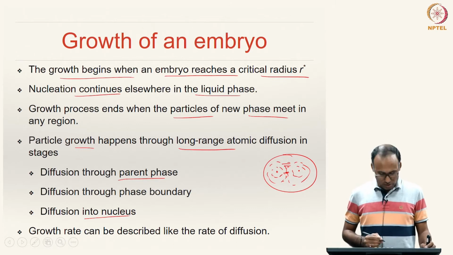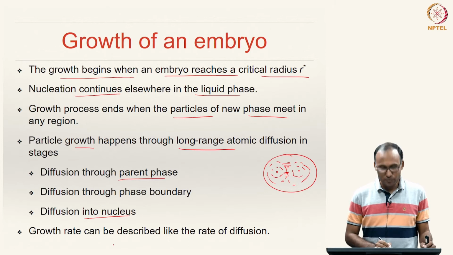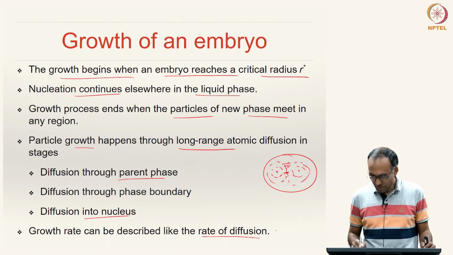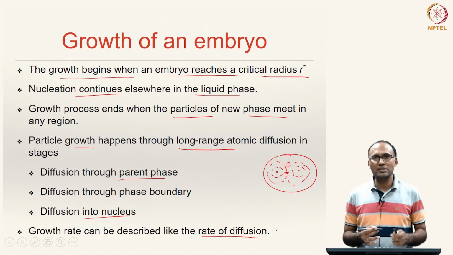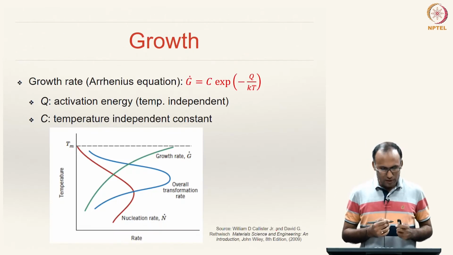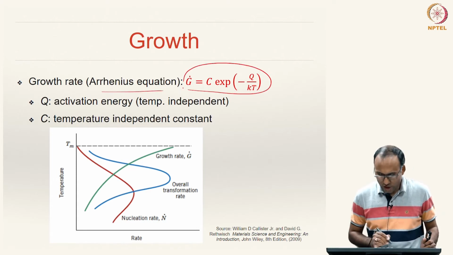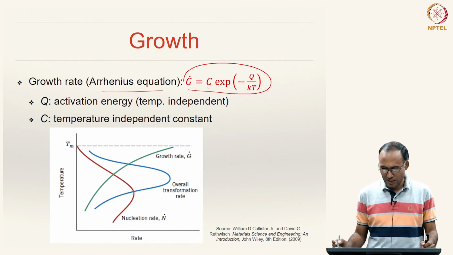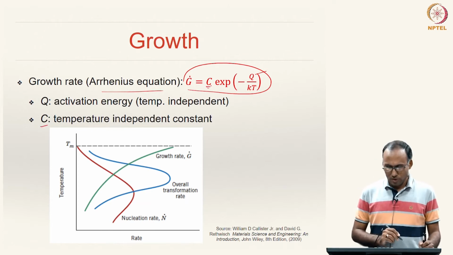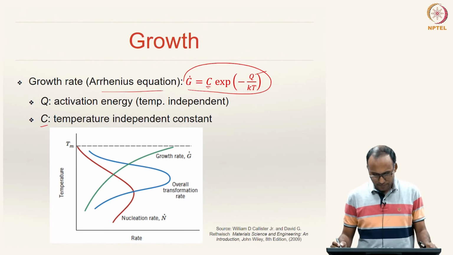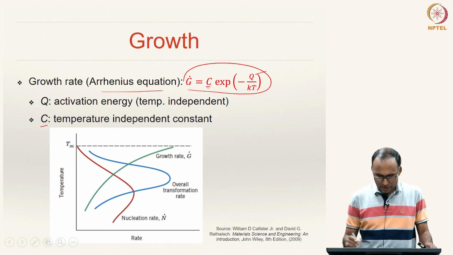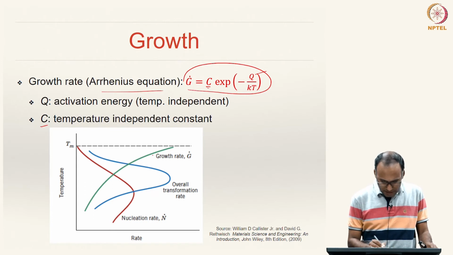The growth rate can be described like the rate of diffusion, because growth is a diffusion process. So, the growth rate can be described by an Arrhenius type of equation as shown here: G dot is equal to C times e power minus Q by kT, where Q is the activation energy, which is temperature independent, and C is a temperature independent constant. Now, if you plot the growth rate G dot, it looks like this green curve. This is our growth rate.